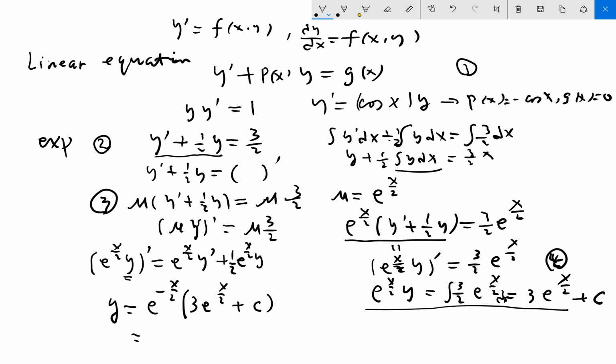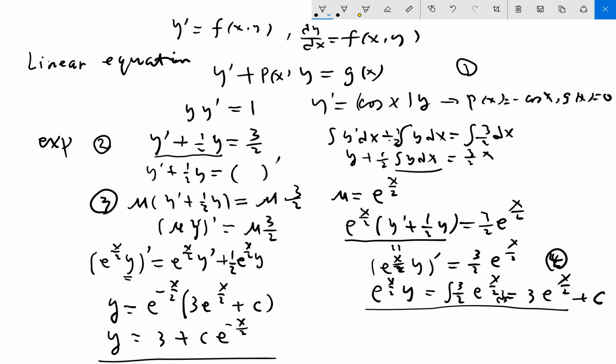Give you 3 plus c e to the negative x over 2. Okay. So finally we find our solution. We find a solution. Solution is a function. So this y here, you take a derivative, they will satisfy our equation 2. You can check that.